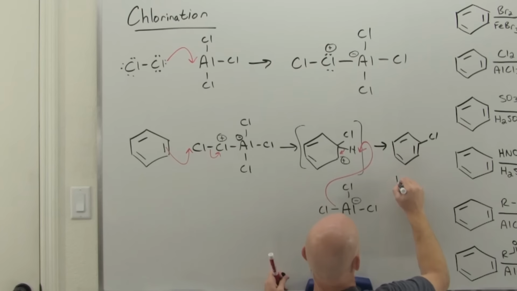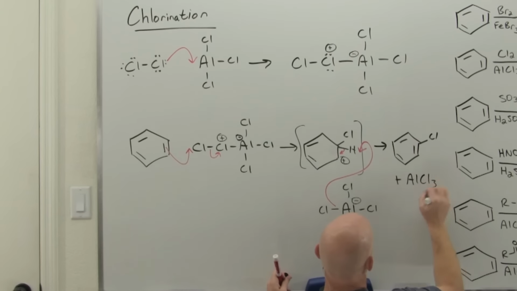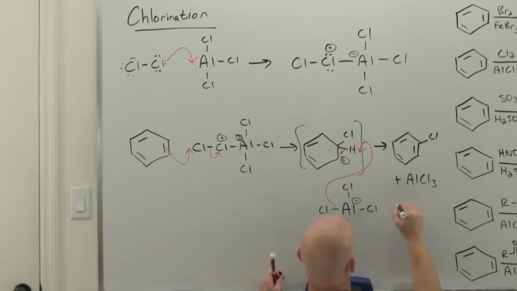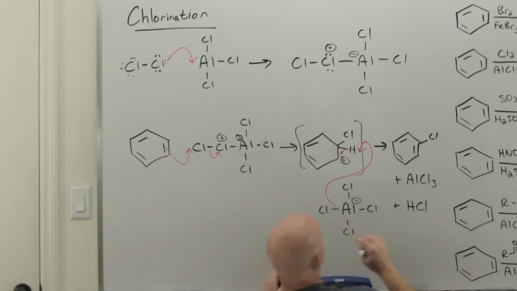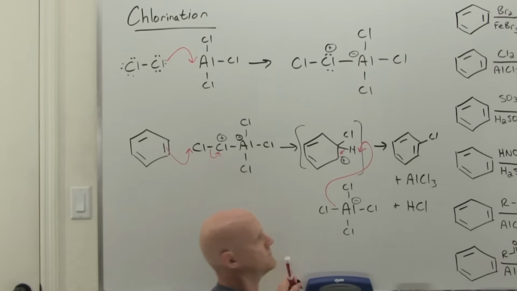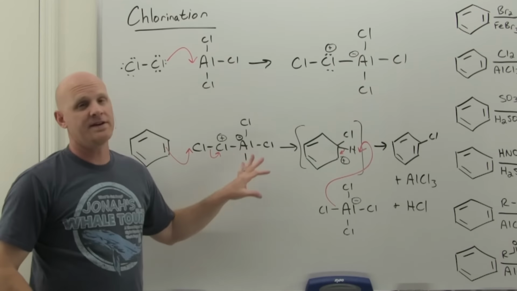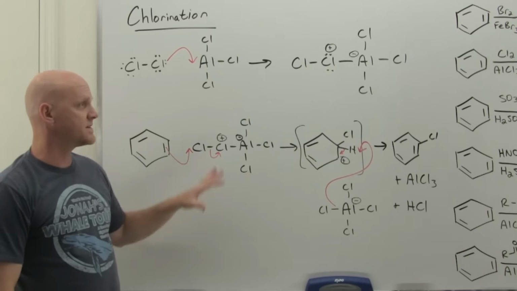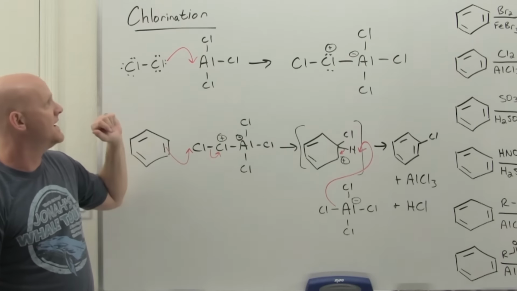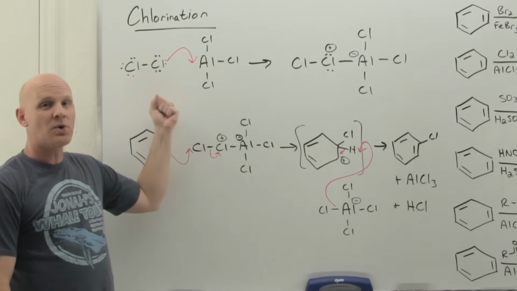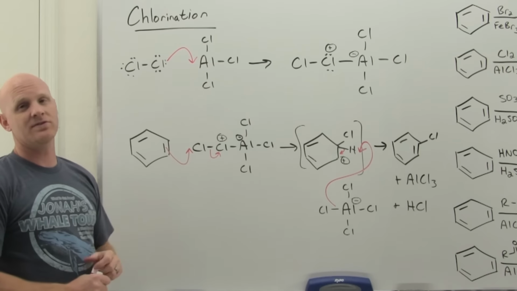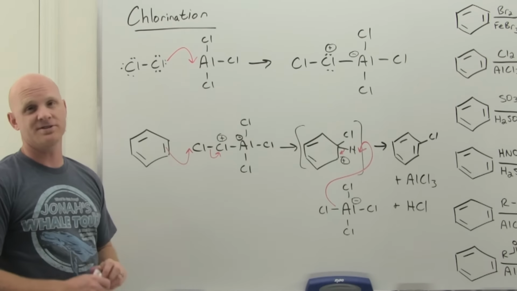So we're also going to form some AlCl3. We've regenerated our catalyst, not consumed, and then also formed some HCl as well. Cool, exactly analogous to what we saw with bromination here. So, free radical, electrophilic aromatic substitution, chlorination, exactly analogous to electrophilic aromatic substitution for bromination.